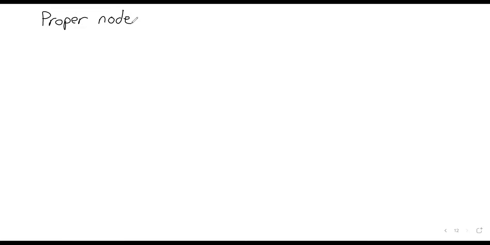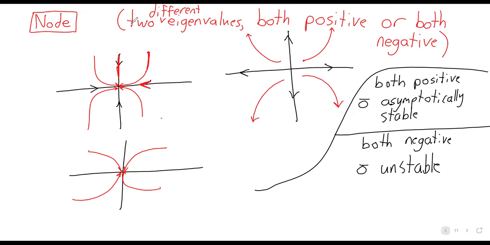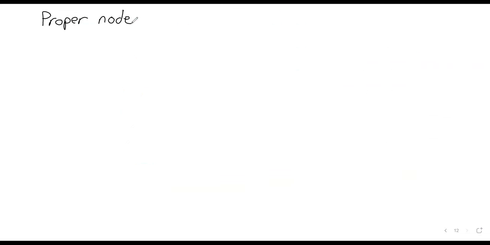But the next case we're going to look at is called the proper node. I really wish this terminology was not the way it is. We're going to introduce proper and improper nodes. And because of a quirk of this terminology, you have to be really careful because proper and improper nodes are not nodes. To have a node, you need two different eigenvalues. Proper and improper nodes occur when you have one real eigenvalue. So it's really kind of weird terminology.